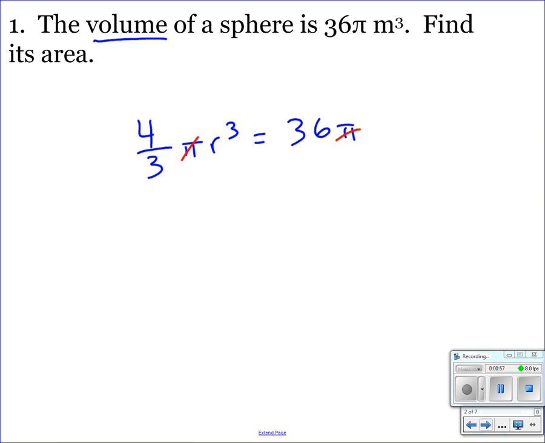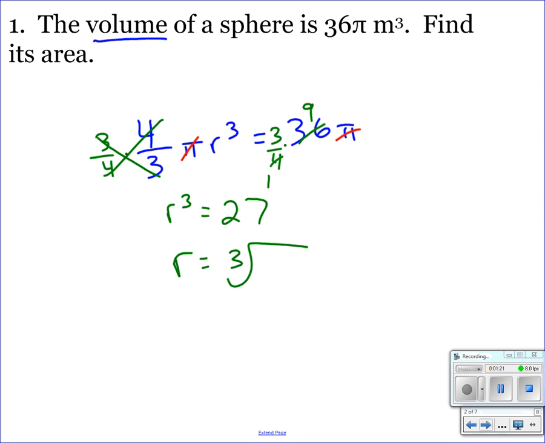I need to solve for r cubed, so I'm going to multiply by 3/4. The 4's cancel, so I get r cubed equal to 3 times 36 over 4, which cancels to a 1 and a 9. So r cubed is 27. Then I need to take the cube root of 27, which is 3. So we found the radius, and now we need to find the area.